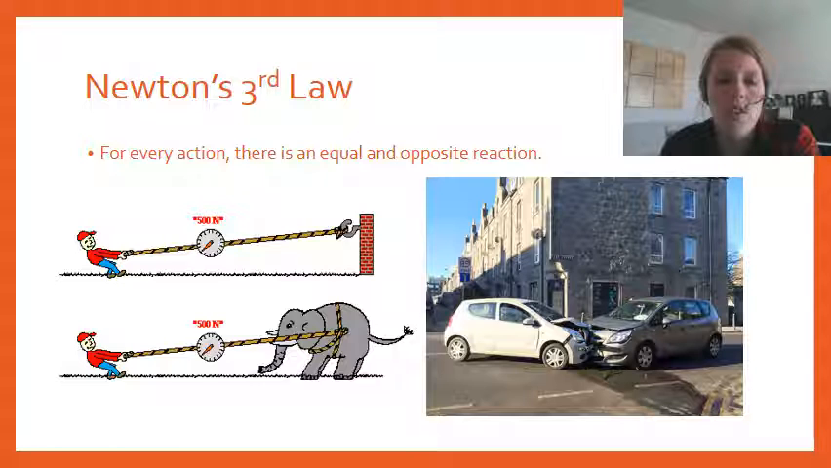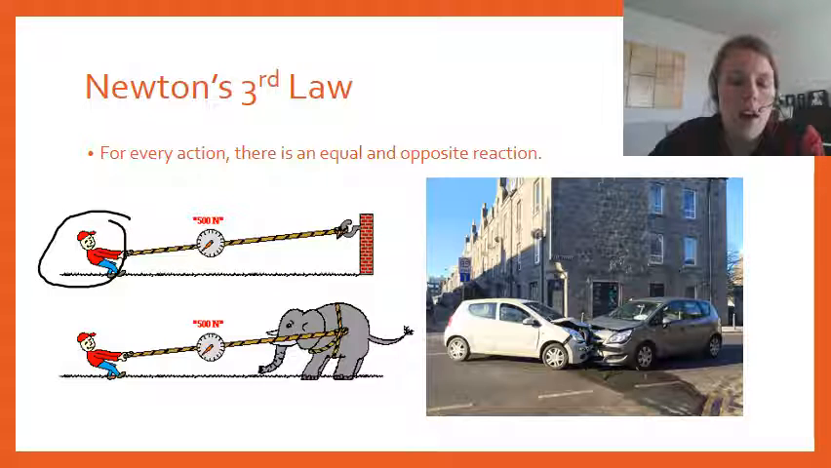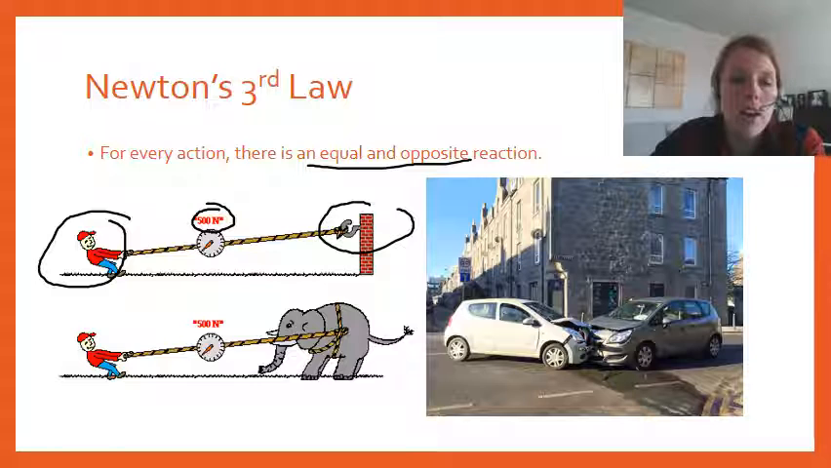So this slide shows basically the summary of Newton's third law, and you can read it with me. For every action, there is an equal and opposite reaction. You see on here that this guy is pulling this rope with 500 newtons. That's how much force he is pulling on the wall. But the wall is also pulling back on him 500 newtons as well. And so it's an equal and opposite reaction. And same here, he's pulling on the elephant and the elephant is pulling back on him.